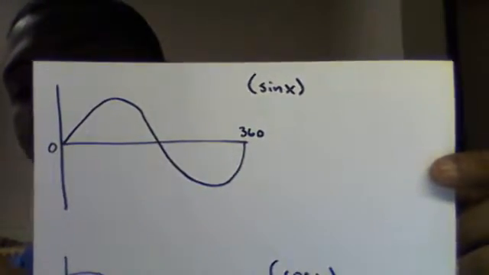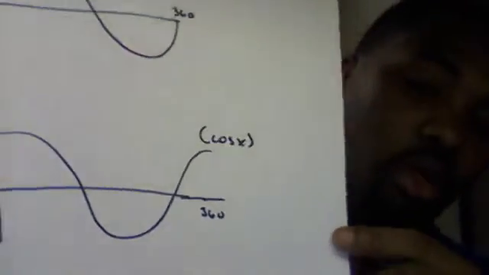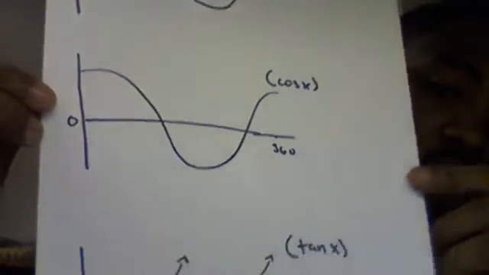The expressions of cosine, sine, and tangent can also be expressed in graphical methods. As you can see, we have the sine graph here, the cosine graph here, and the graph of tangent here.